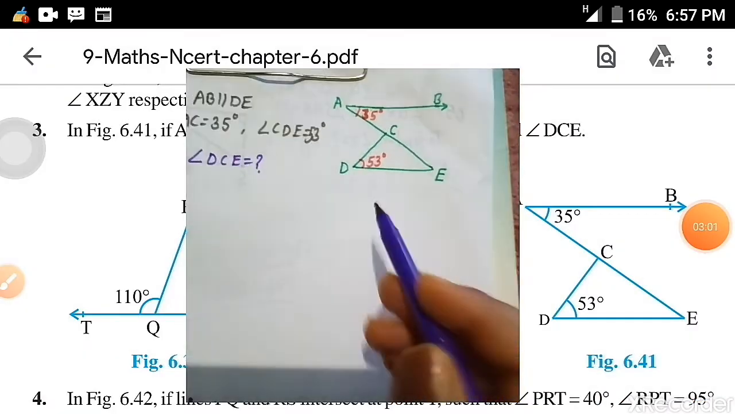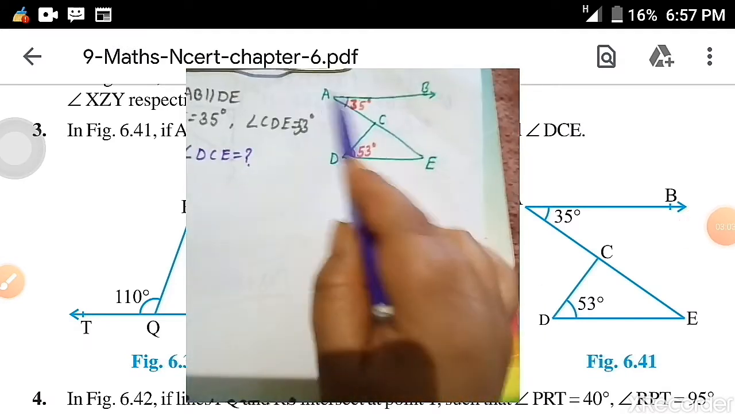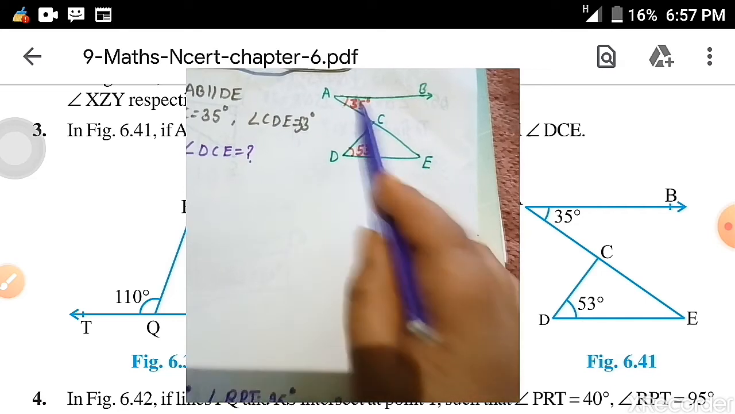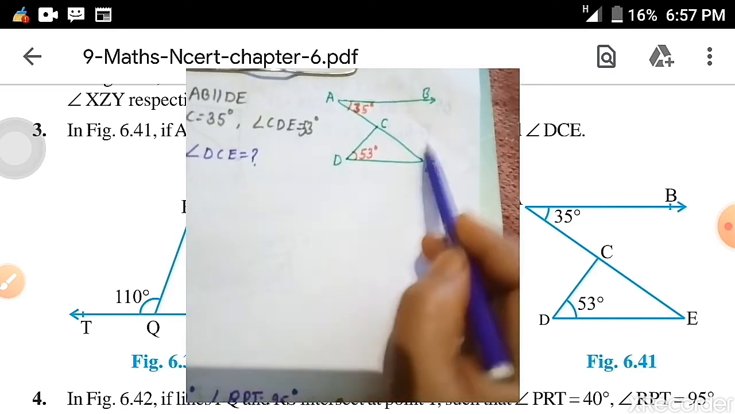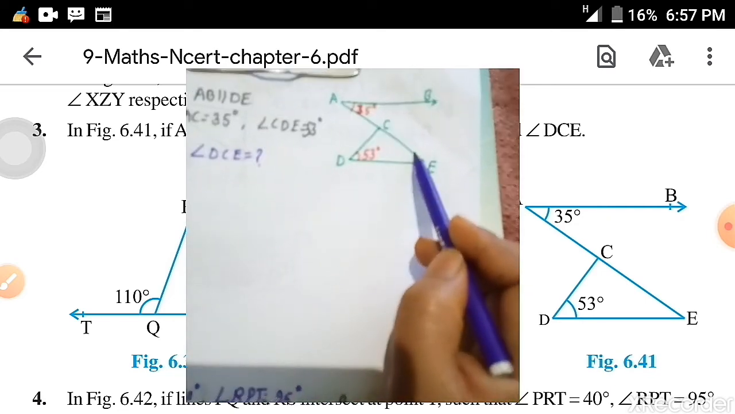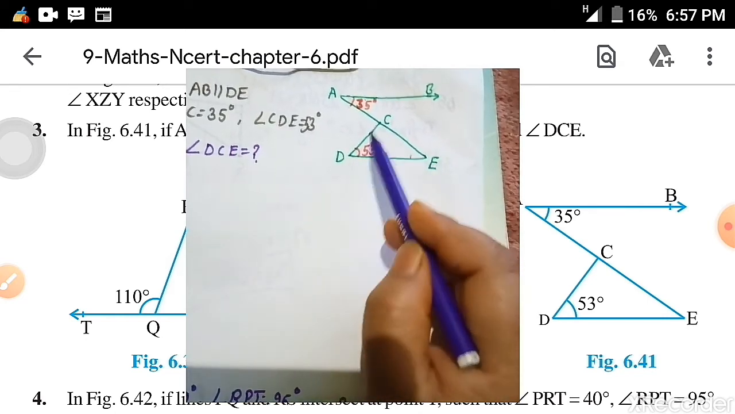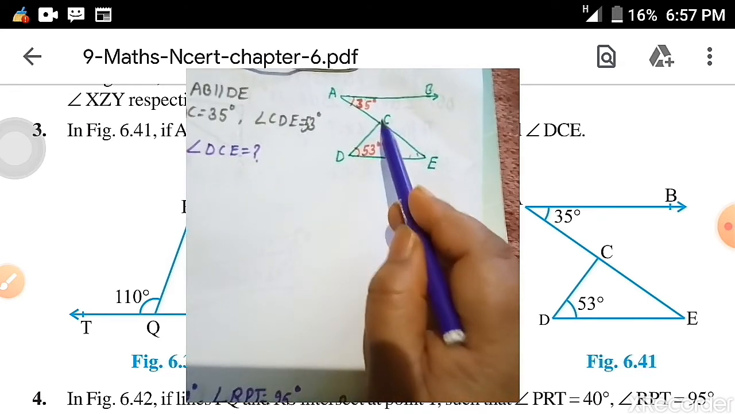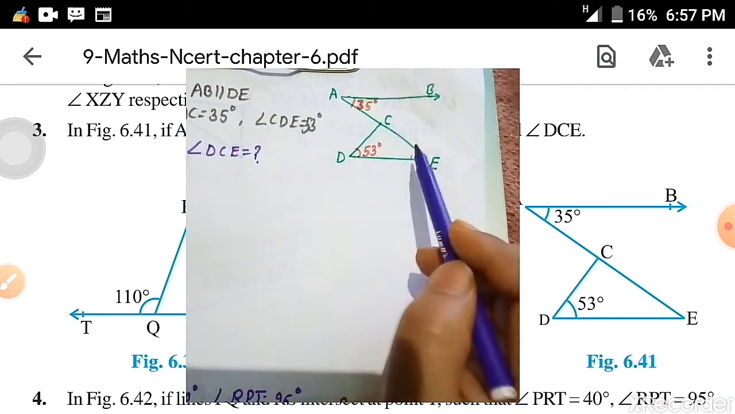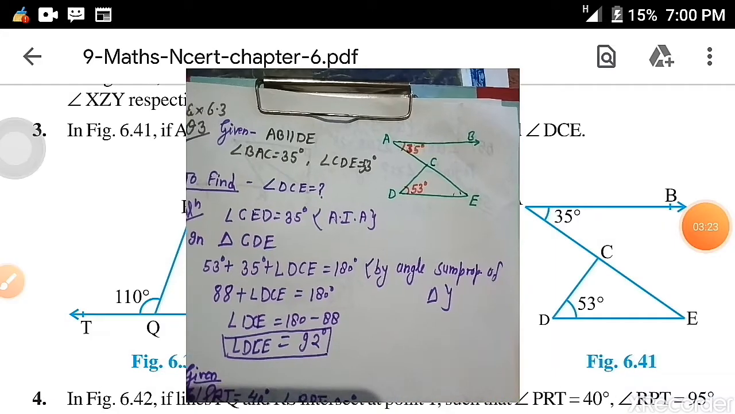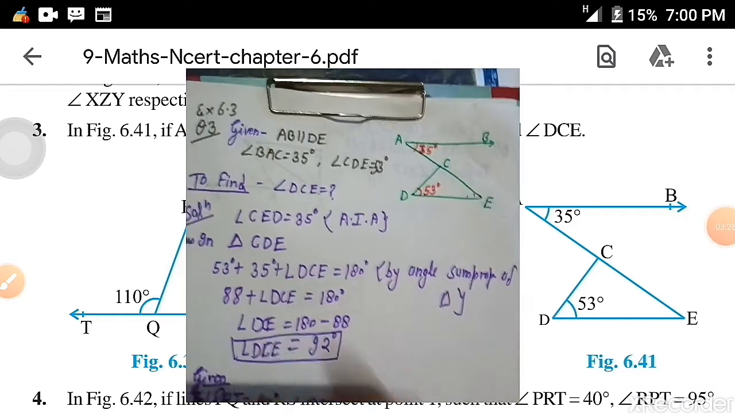As I told you, AB is parallel to DE, that means this angle is equal to angle E, that means these will be alternate interior angles. This is 35, this will also be 35. When we find 35, then we will apply the angle sum property in this triangle. This plus this equal to 180 degree, and hence we will find out DCE, and this we have to find out. So you can see that in this question, I have solved this question.